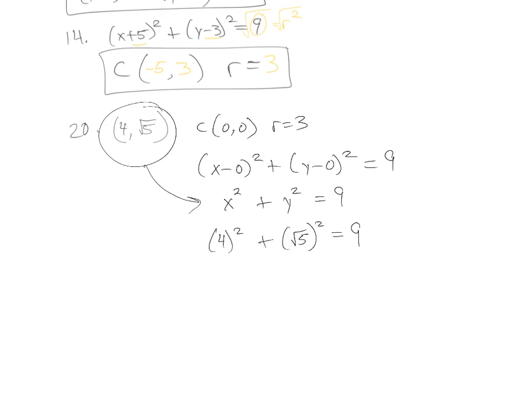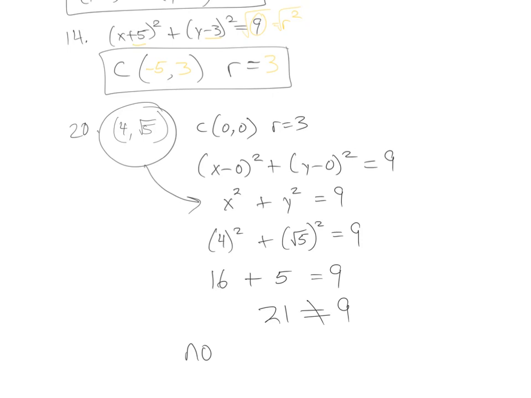So let's go ahead and fill it out. 4 squared is 16. When we square a square root, the square root goes away, leaving just the number underneath it. And 16 plus 5 is 21. That does not equal 9, so no, it's not on the circle. That's how you do those.